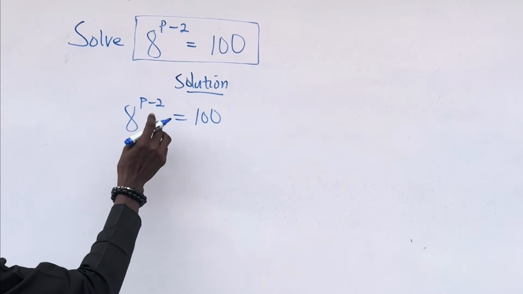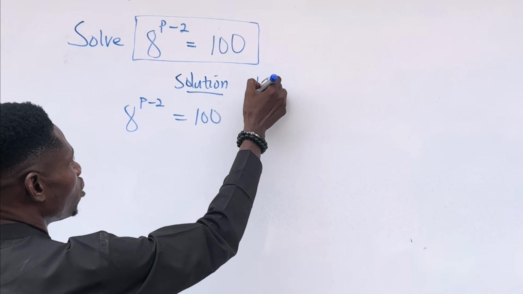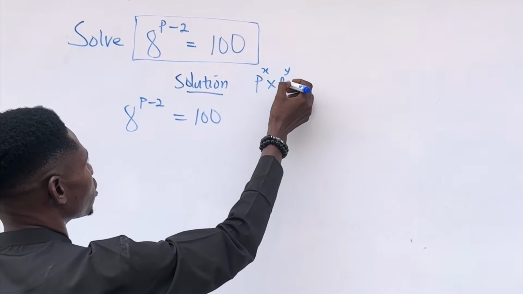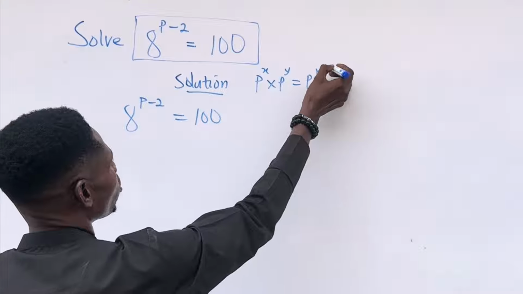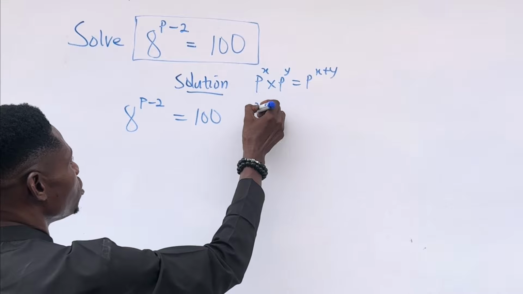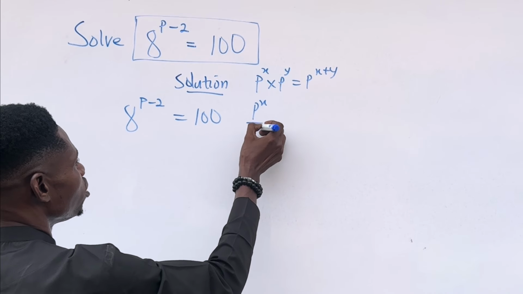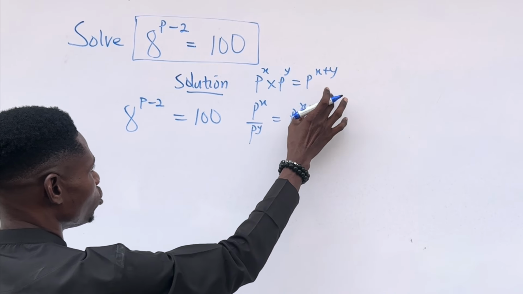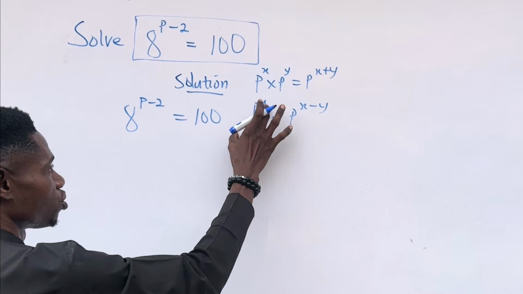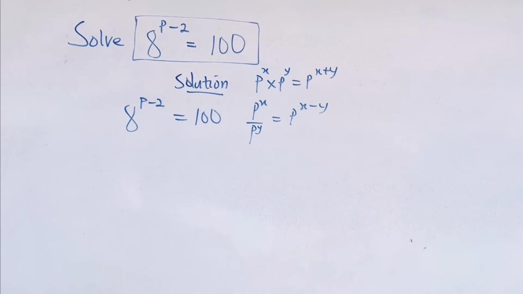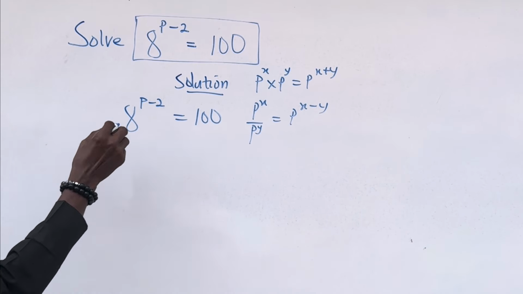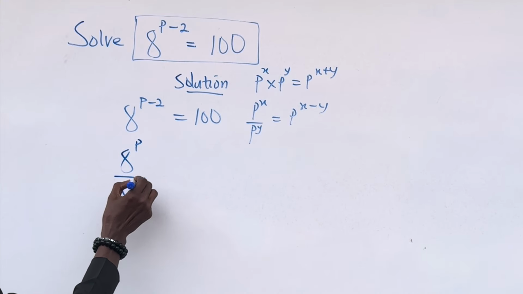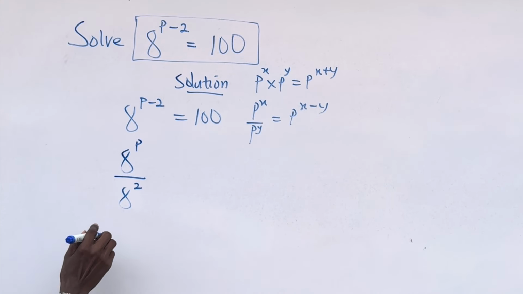Okay, so this can be written, remember our law of indices. If you have p raised to the power x multiplied by p raised to the power y, it is p raised to x plus y. Remember this. And p^x divided by p^y is p^(x minus y). So when you are dividing like this, you subtract. So this one can be converted to this. So let's apply it.